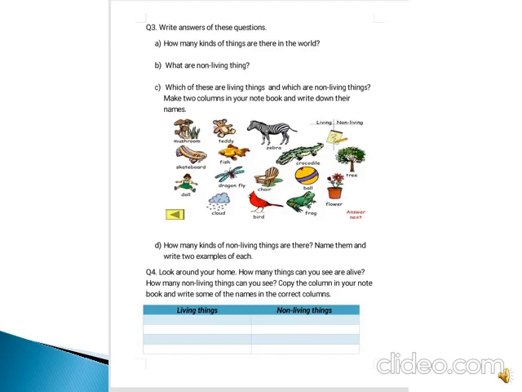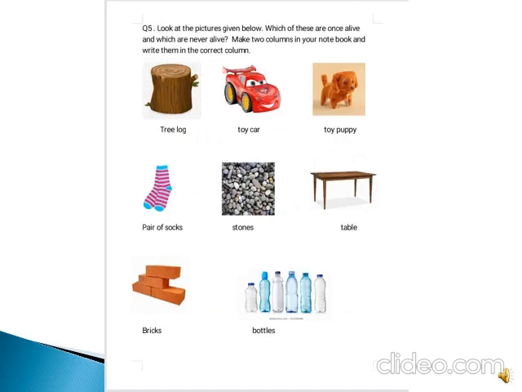Next, question number 4. Look around your home. How many things can you see that are alive? How many non-living things can you see? Copy the columns in your notebook and write some of the names in the correct columns. The last question is, look at the picture given below. Which of these are once alive and which are never alive? Make 2 columns in your notebook and write them in the correct column.